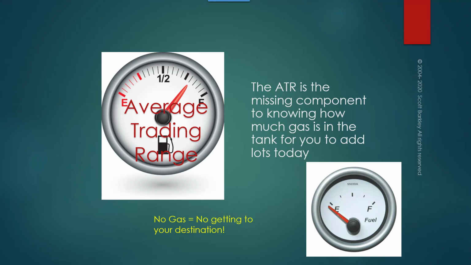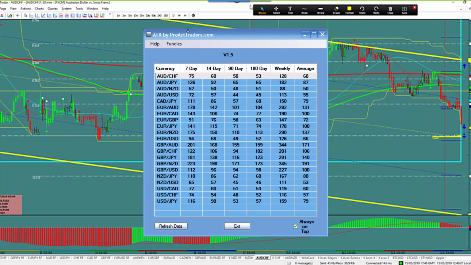Now, the ATR is the missing component to knowing how much gas is in the tank for you to add lots today. If you don't have any gas in the tank, you're not getting to your destination. If you don't have enough ATR left in the currency, you're not getting to the destination, and you could possibly put on a really bad trade, all right?